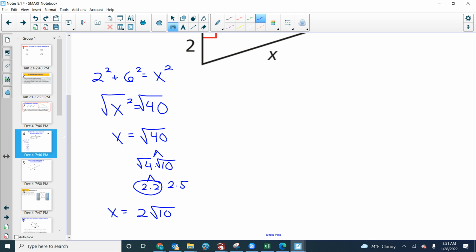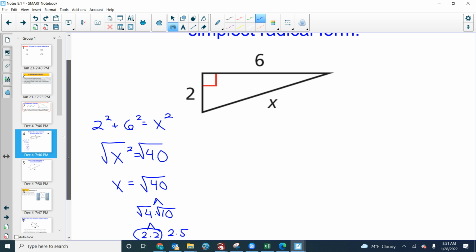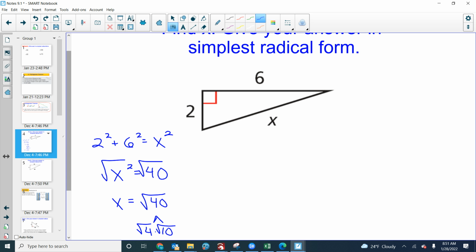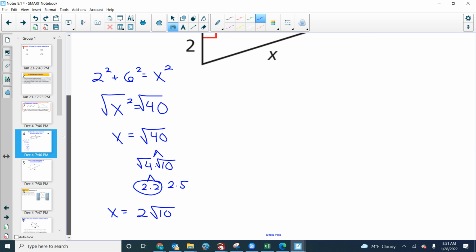You're going to ask, did I answer your question then? Yeah, like if it was a decimal or you put it in like that. Yep, this said write your answer in simplest radical form. So you would have to write it as 2 radical 10. Thank you. Questions on that?